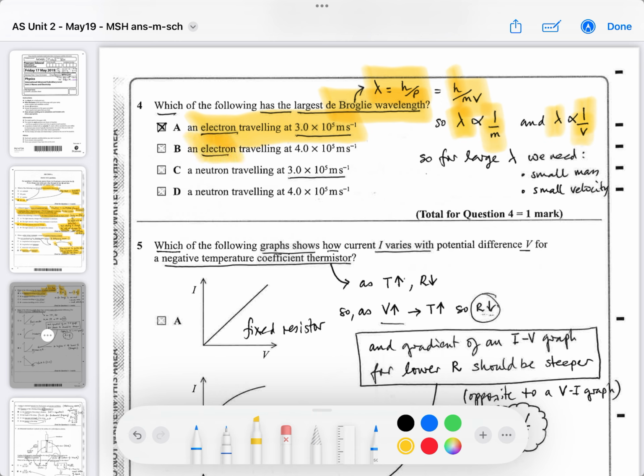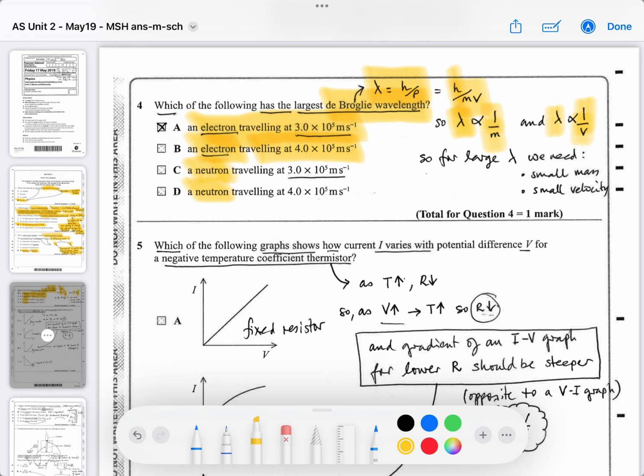Second one is an electron traveling at 4 times 10 to the 5 meters per second. Which one has the largest de Broglie wavelength? You want lambda to go up, so you want m to go down. These other ones are neutrons, much bigger mass, and the velocities are the same as A and B. So the neutron, because it has a larger mass, won't be C and D. So the question is, will A or B have the larger wavelength?